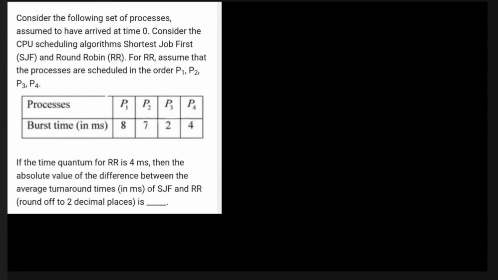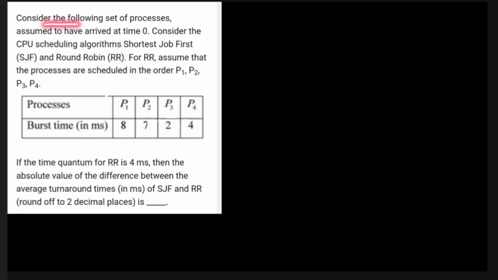In this video we will solve a previous year GATE question of operating system. This question has been asked in GATE 2020, so let us solve it.